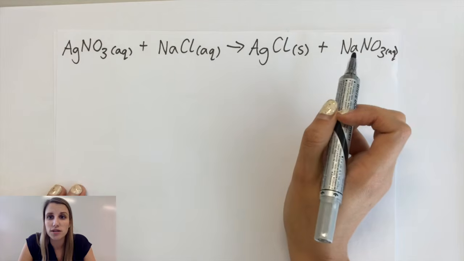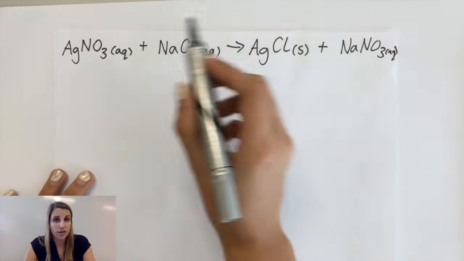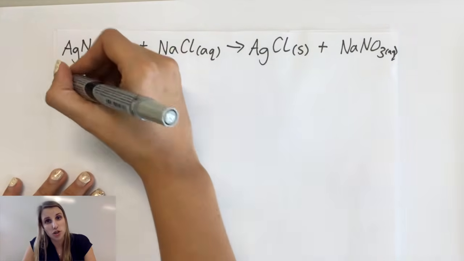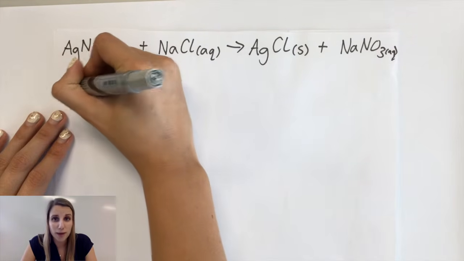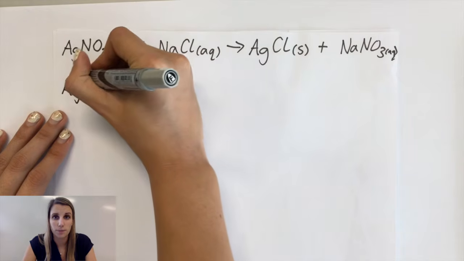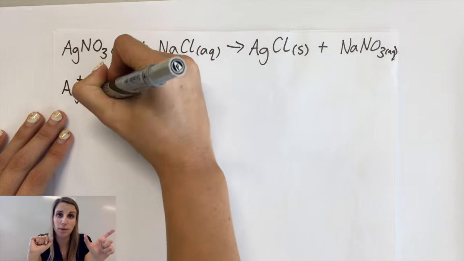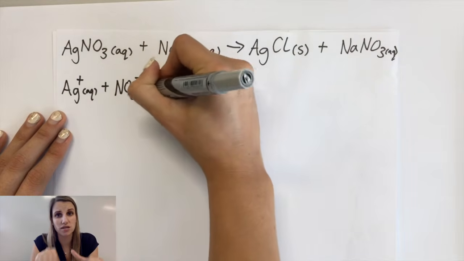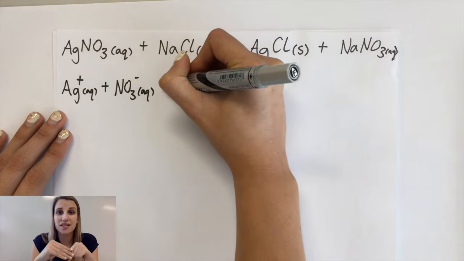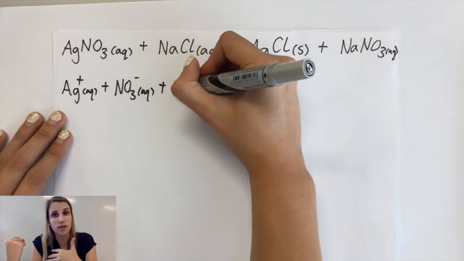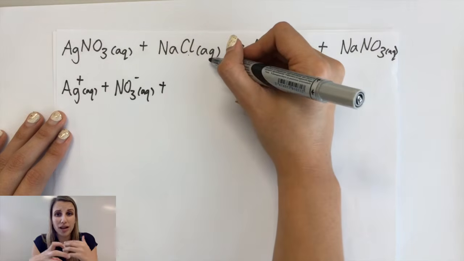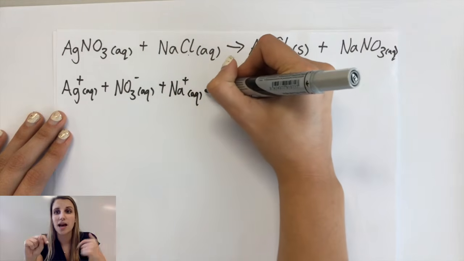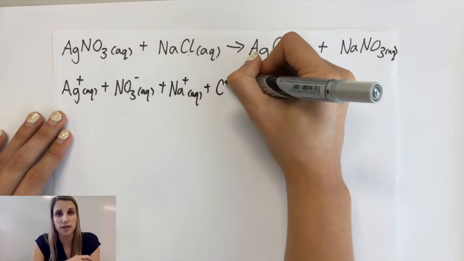So if we look at the silver nitrate first, we know that that's an ionic compound. It's made up of a metal and a polyatomic ion. So we can split that into its ionic pieces. So you've got your Ag+ ion and your NO3- ion. That's what's really in solution, so split those up. The NaCl is also aqueous, it's in solution. So really those ions are split up. So we split them into Na+ and Cl-, both aqueous.